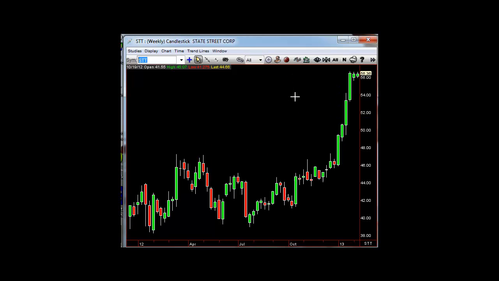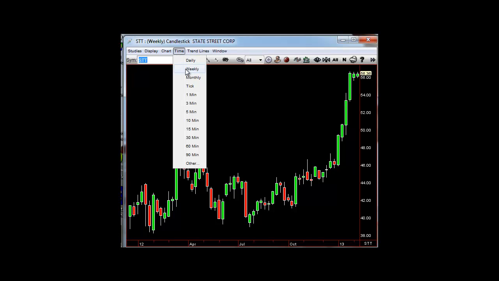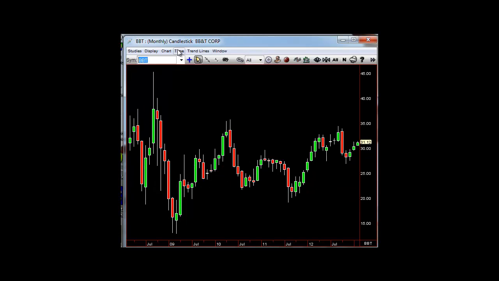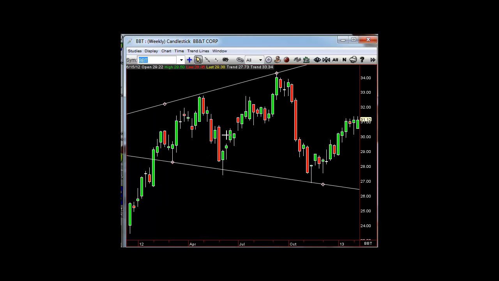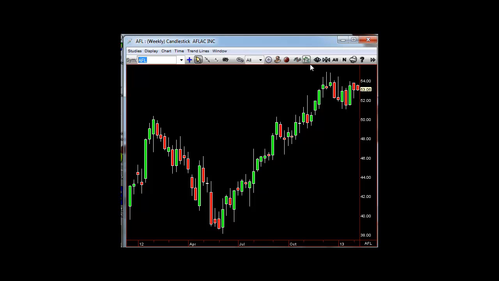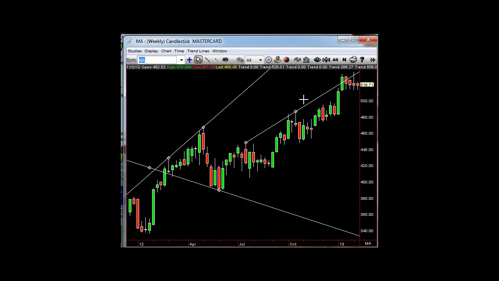Inside week, we got STT, still a monster. And we've been talking about that for a while off the breakout of the monthly here. We got BBT. Talked about this a few times here, trying to go reversal here, inside and right back up. Still watching this weekly triangle. We got BXS, inside week. We got Aflac, inside week. What's interesting here is going to be the cards.